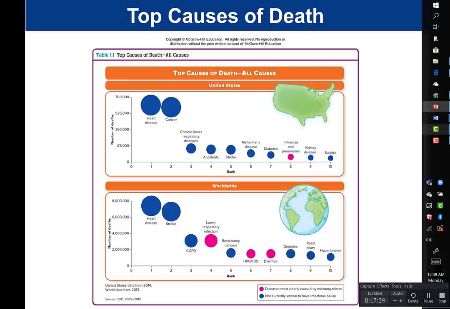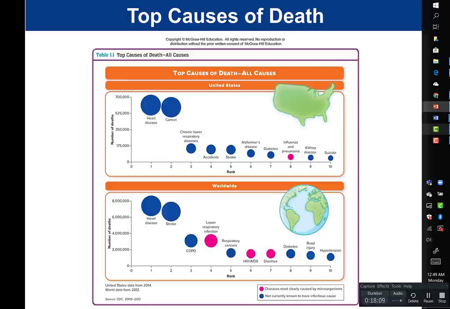If we compare that to worldwide, the most common cause of death is still heart disease. So that is still number 1. In the world, the second highest cause of death would be stroke. 3 would be COPD, so a lung disease. Number 4, lower respiratory infections. So notice that again, this is going to be associated with a microbe. Number 5, respiratory cancers. Number 6, HIV and AIDS, which is caused by a virus. So again, that's the infectious cause.